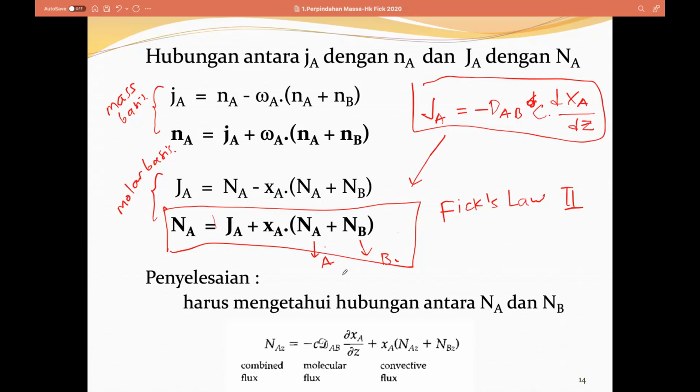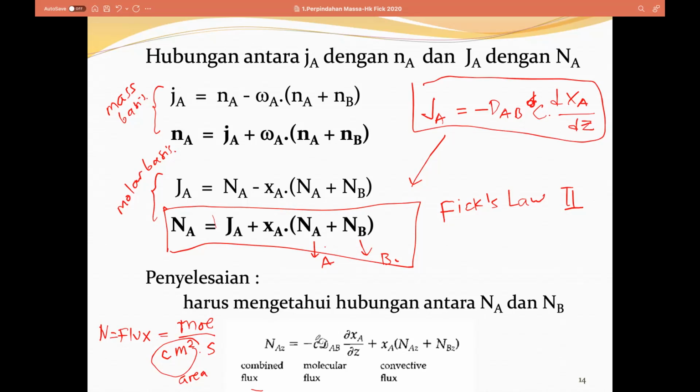Then in the book, we call this NAZ, or the combined flux. Again, N is a flux, so that would be moles per second, multiplied with the area. The area can be, let's say, square centimeter. So the NAZ, the combined flux, is the rate of mass transfer of A in the direction of Z.